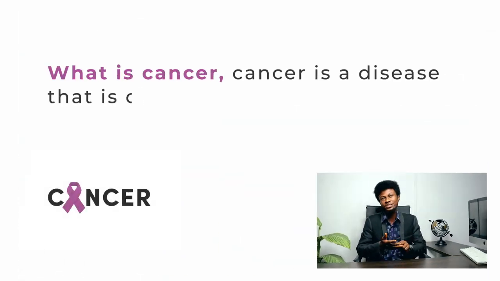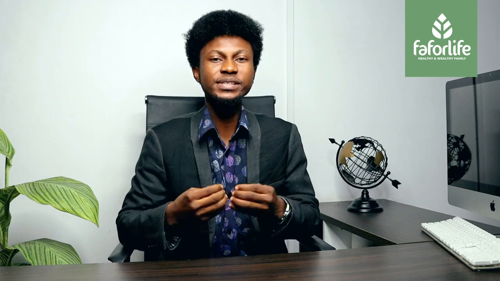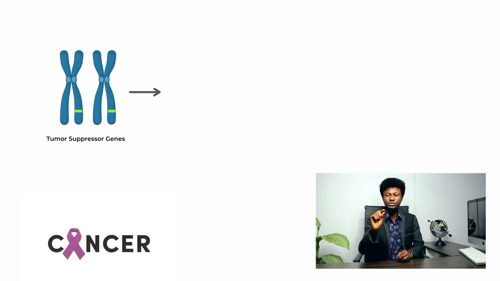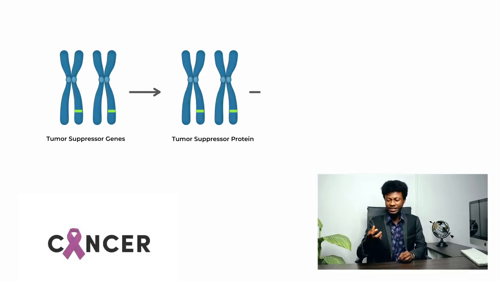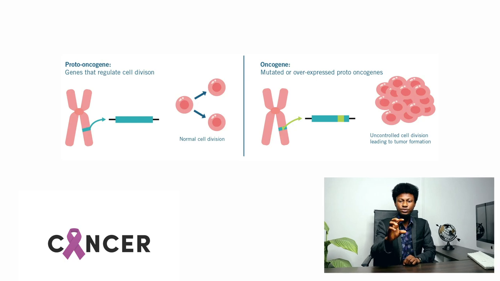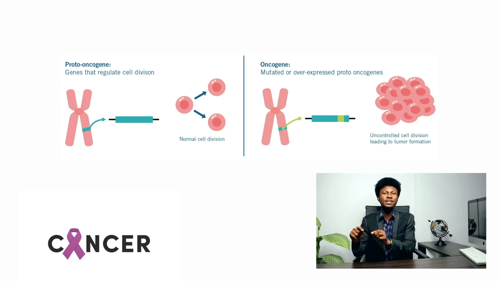Alright, so quickly, let's get back to what we have for today. What is cancer? Cancer is a disease that is characterized by uncontrolled growth and spread of cells. So let me quickly paint a picture so as for you to understand how cancer operates. Now we have the tumor suppressor gene that gives rise to the tumor suppressor protein that gives rise to stopping of cell division. Now we have the proto-oncogene that gives rise to proto-oncoprotein. All of this brings about promotion of cell division.